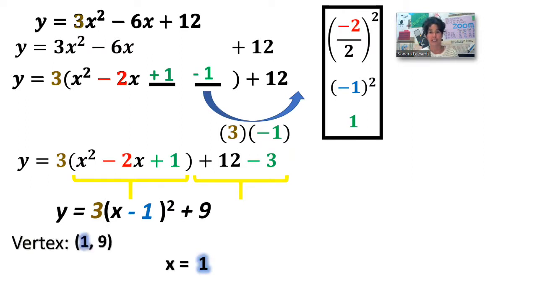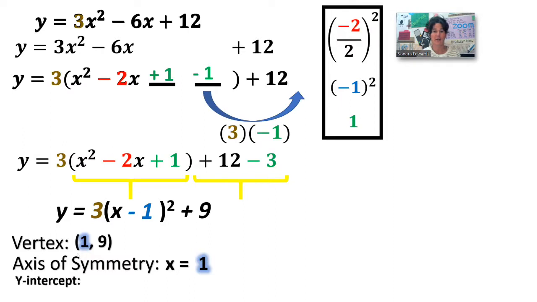The vertex is now standing out. That is going to be positive 1, comma, 9. The axis of symmetry is x equals 1 because that's the equation of the vertical line. The y-intercept, the plus c up there, that's what gives us our y-intercept. So that's the coordinate 0, 12. And opens, well, the number a, here, positive 3, since it's positive, it's smiling, and so it's going to open up.